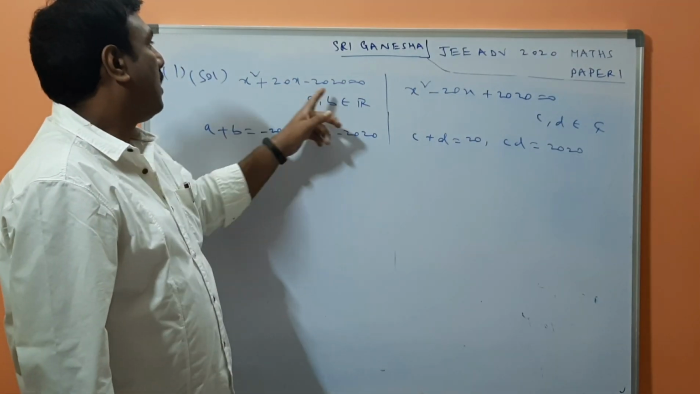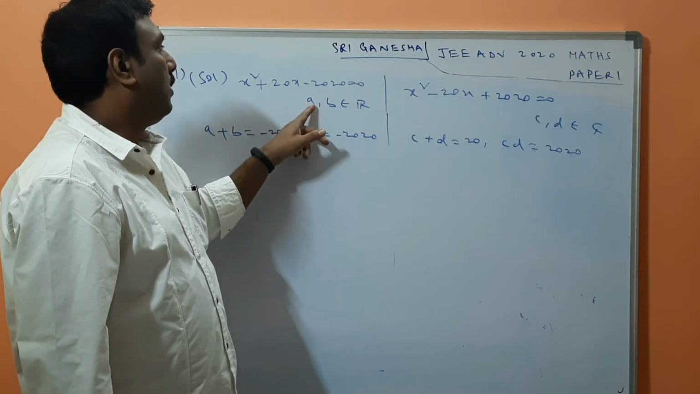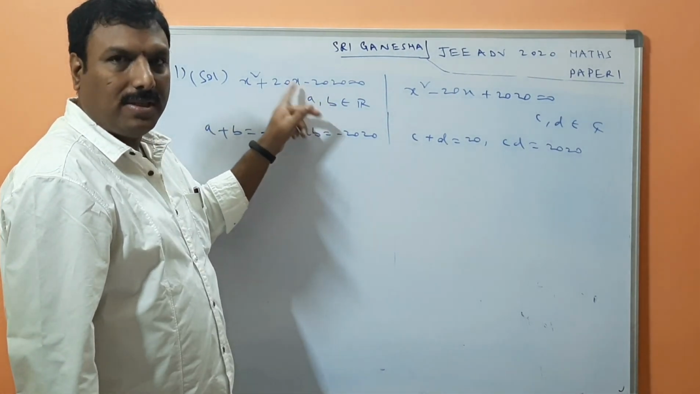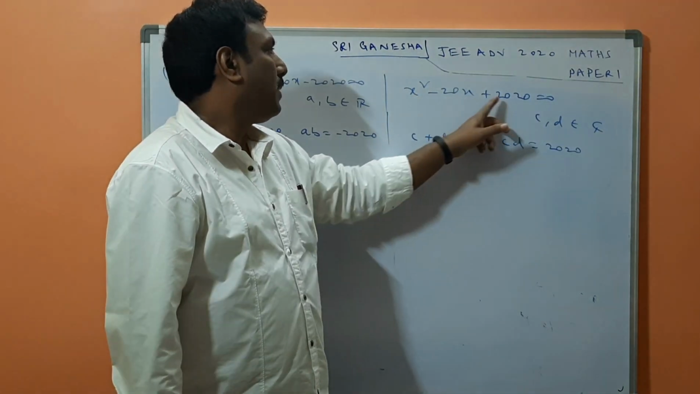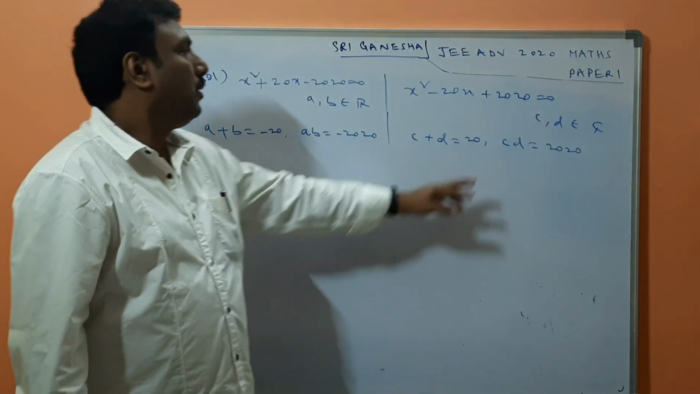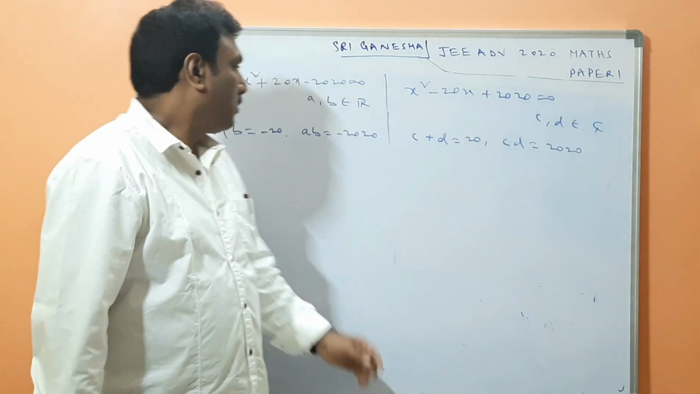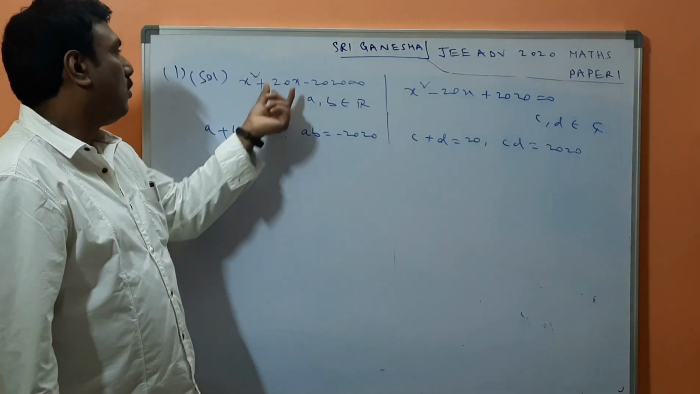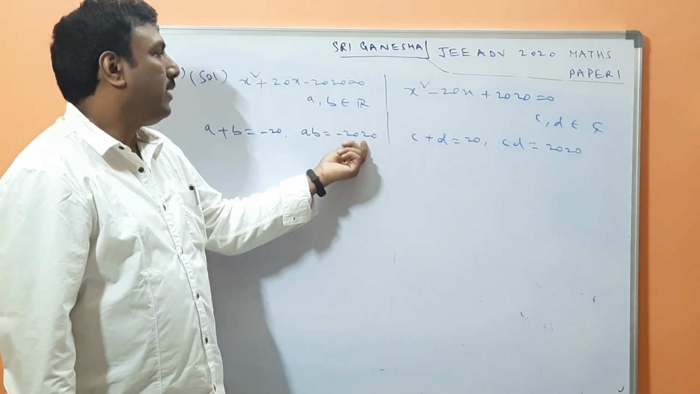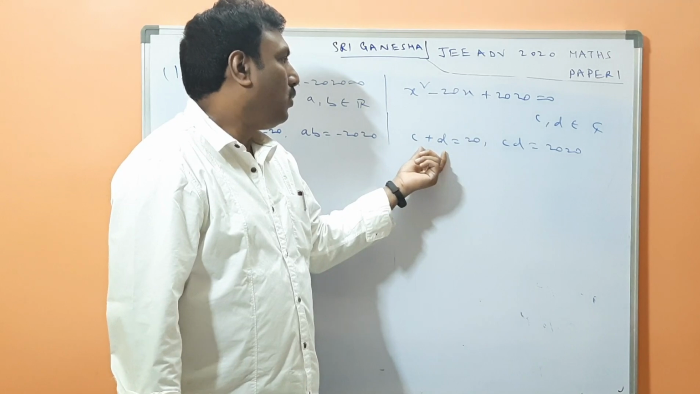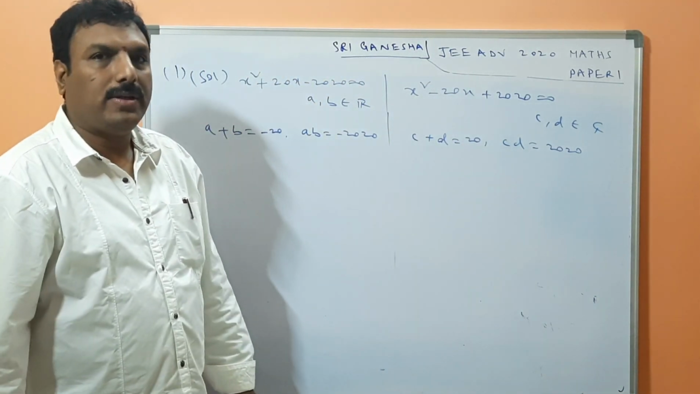Now the given equations are x square plus 20x minus 20 equal to 0, where a, b are real roots of this equation. The second equation is x square minus 20x plus 20 equal to 0, where c, d are complex roots of the equation. So the sum of the roots a plus b is equal to minus 20. Product of the roots ab is equal to minus 20. Again here, the sum of the roots c plus d is equal to 20, cd is equal to 20.